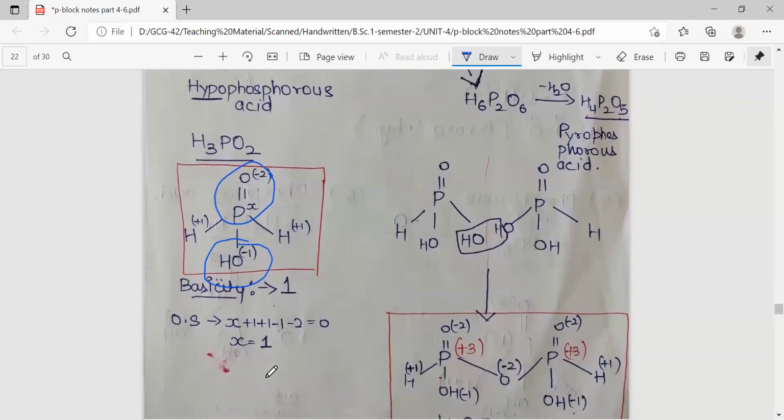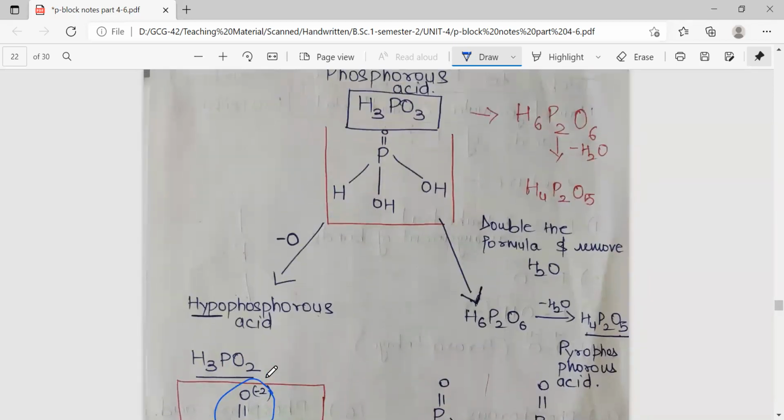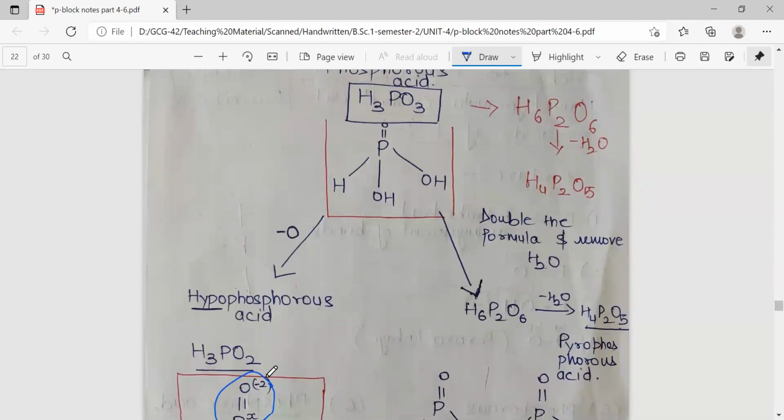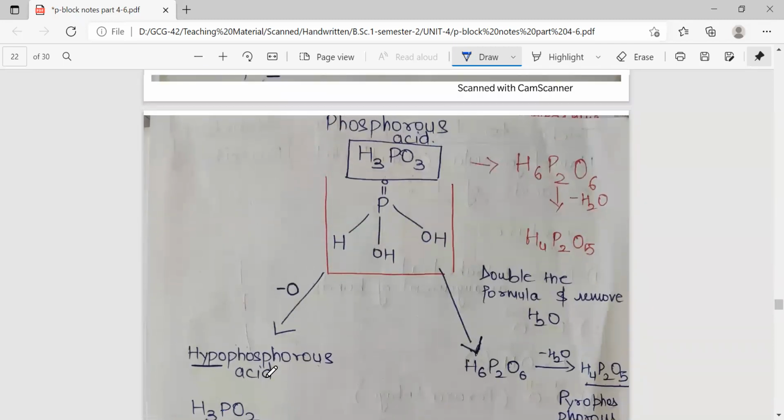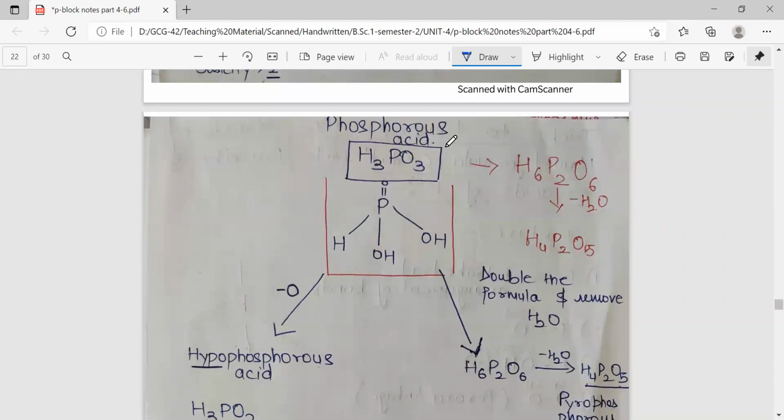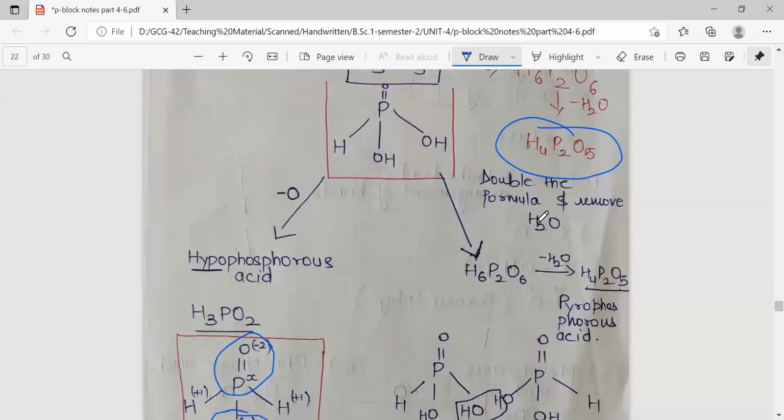So this is hypophosphorus acid. Next we have pyrophosphorus acid. Pyro means heating. Whenever we heat any acid, we remove one water molecule. So we double the formula of phosphorus acid, as we need to make this number even. Then we remove one water molecule, and the formula becomes H4P2O5. That is our pyrophosphorus acid.